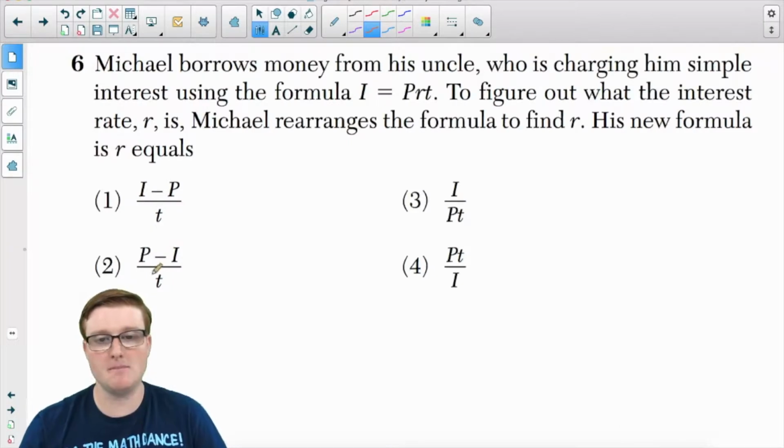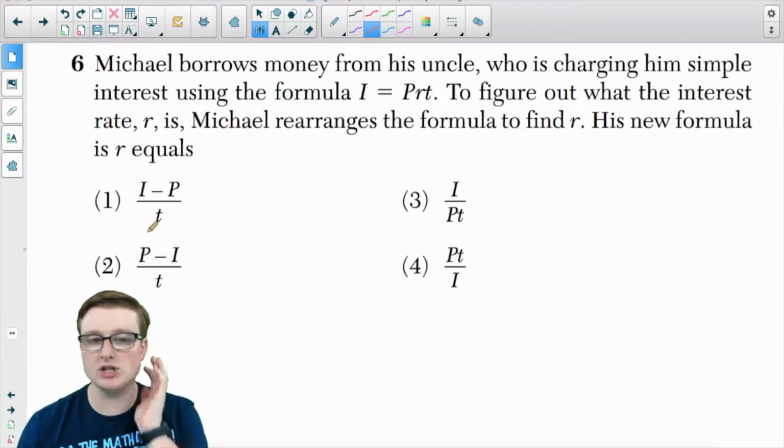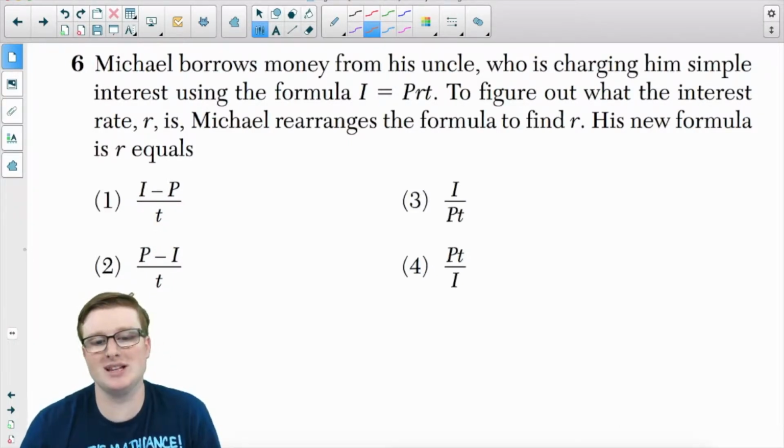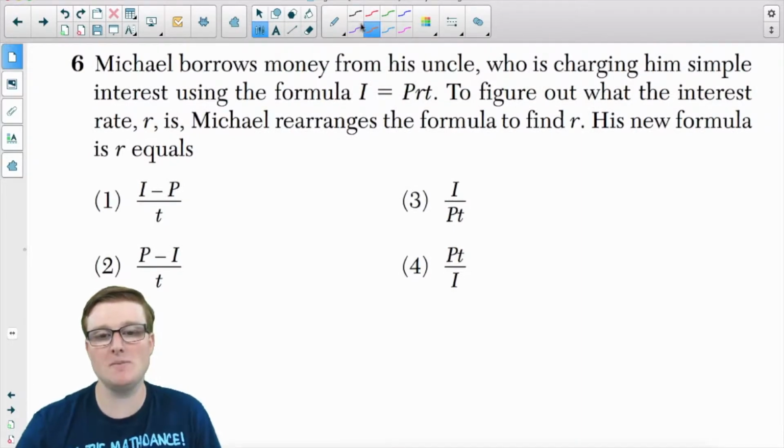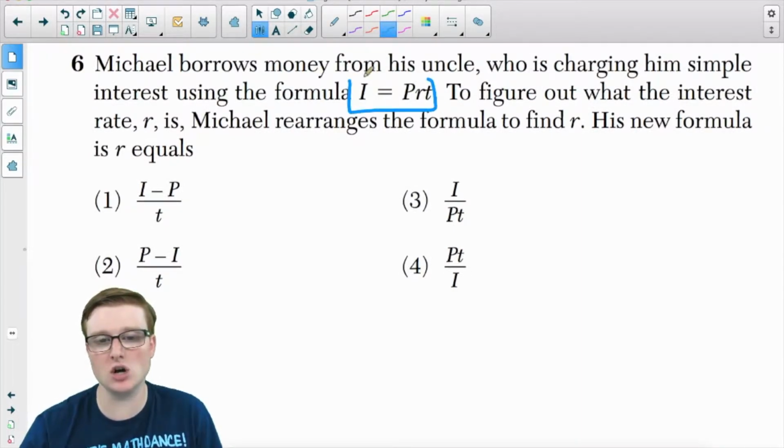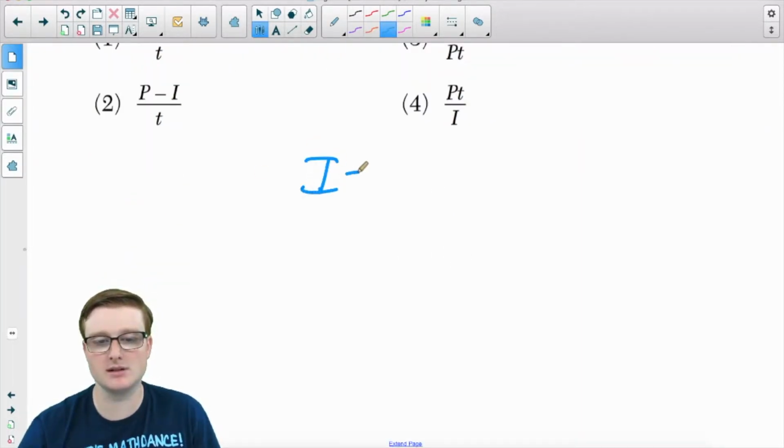Michael borrows money from his uncle, who is charging him simple interest using the formula I equals PRT. What? What kind of uncle is this? To figure out what the interest rate R is, Michael rearranges the formula to find R. His new formula is R equals what? So basically all Michael did is he took I equals PRT and just solved for R.